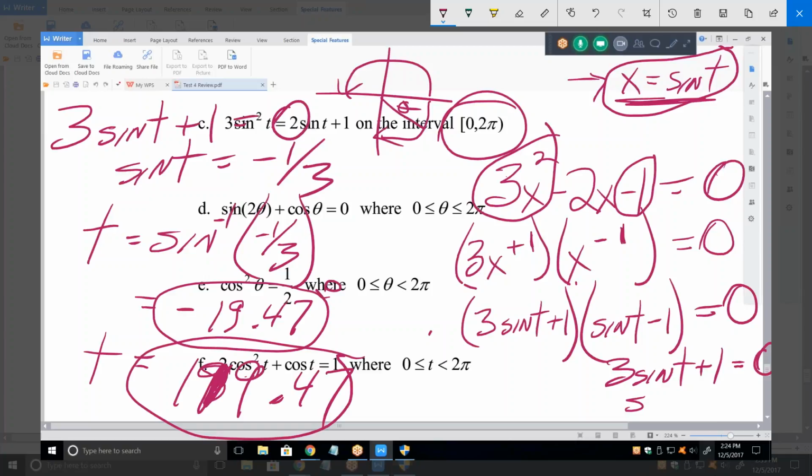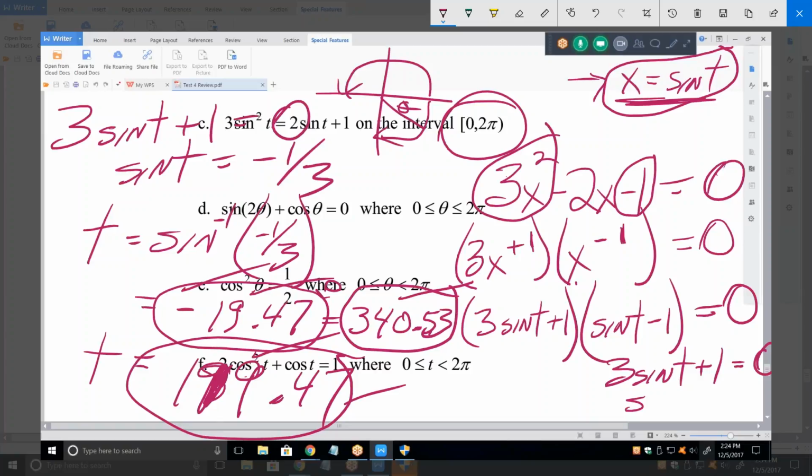Now, notice that one of our answers is a negative angle and the other one's a positive angle. That's perfectly acceptable. I could also have said that that is 340.53. That's the same angle as minus 19.47. So I could give that, and it would be correct. I could give that, and it would be correct. But it's okay to give a negative angle.